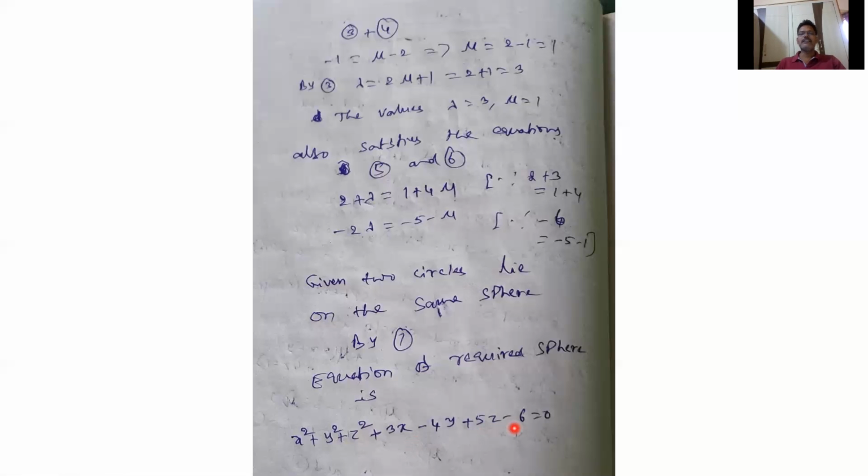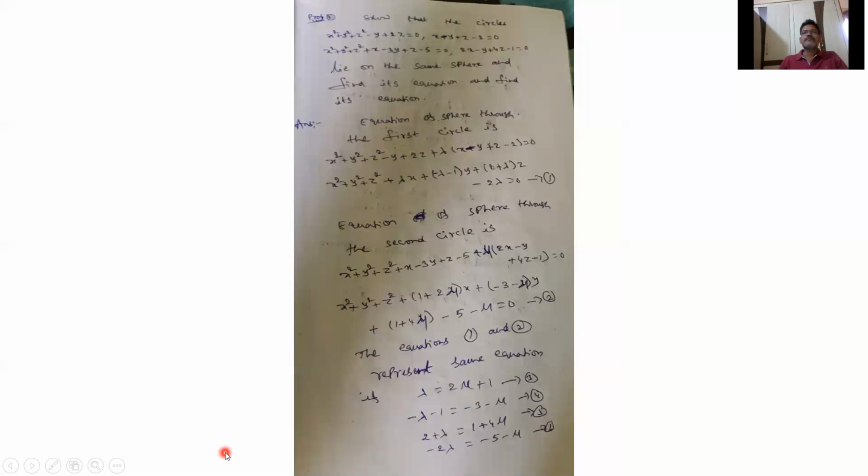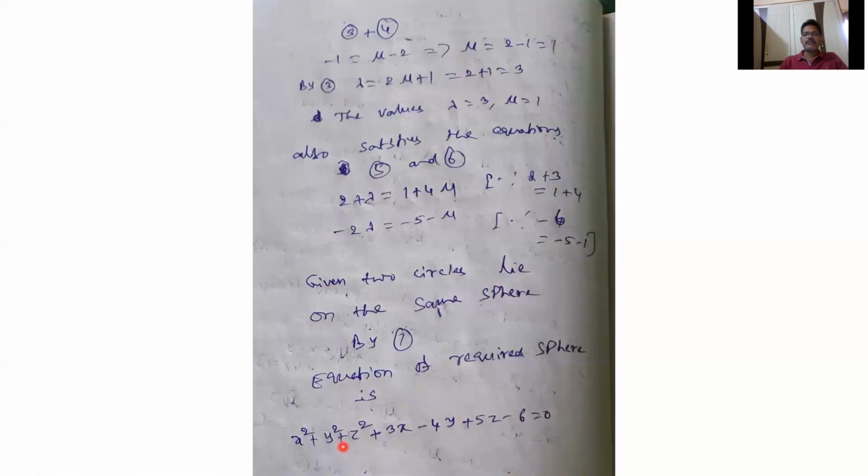So finally, the given two circles lie on the same sphere, and the equation of the required sphere is x square plus y square plus z square plus 3x minus 4y plus 5z minus 6 equal to 0. Therefore, the given circles lie on the sphere x square plus y square plus z square plus 3x minus 4y plus 5z minus 6 equal to 0.